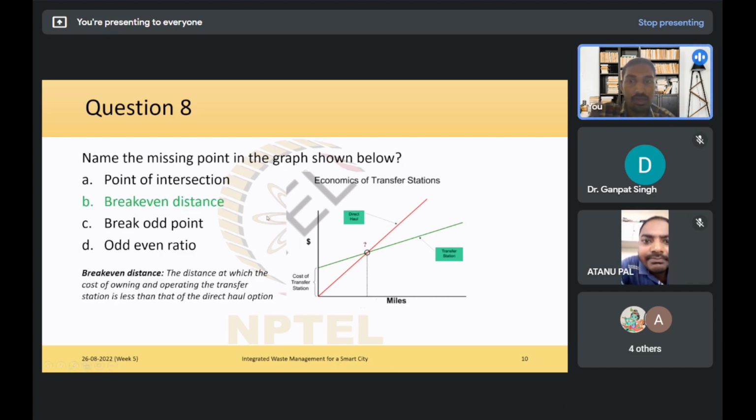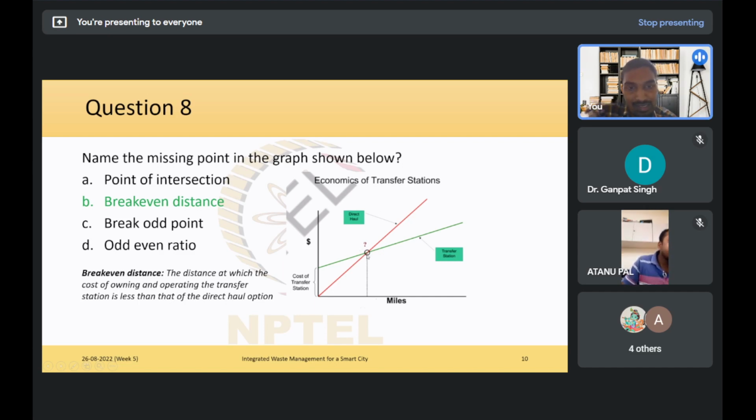So what do we mean by break even distance? It is that particular value of the distance at which the cost of owning and operating the transfer station equals that of the direct haul option, right? So at this particular point, these two costs are the same, whether you have a transfer station or you go for the direct haul option. When you have to transport your waste for this particular distance, let us say x, the cost of both options is going to be the same.